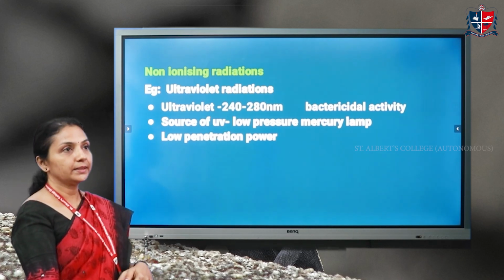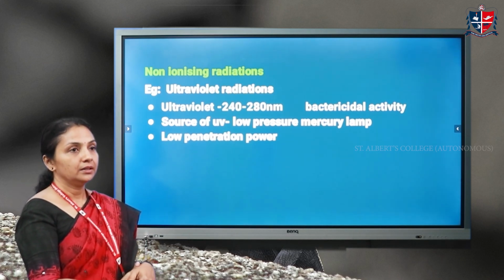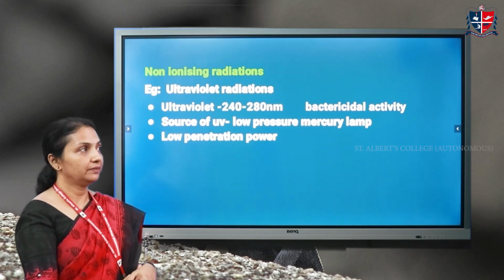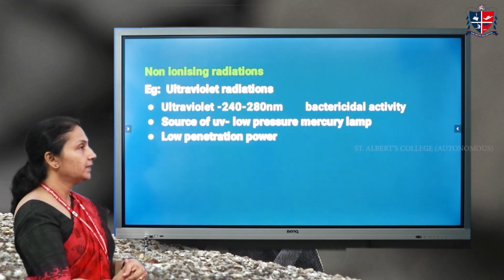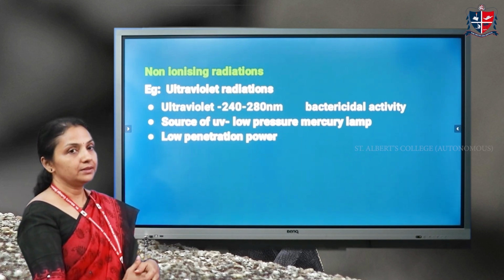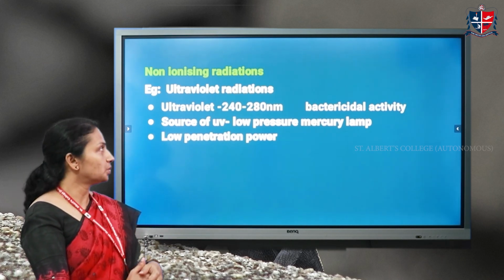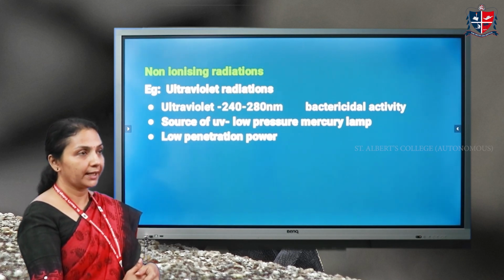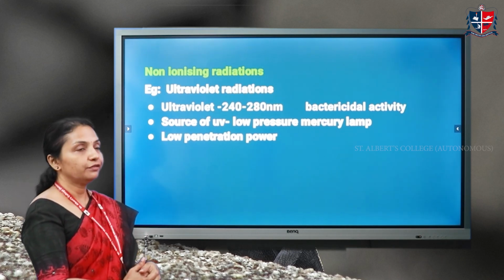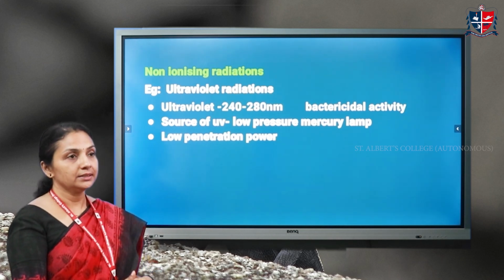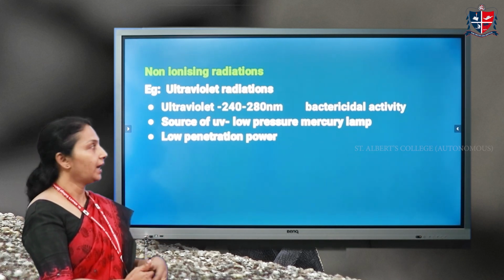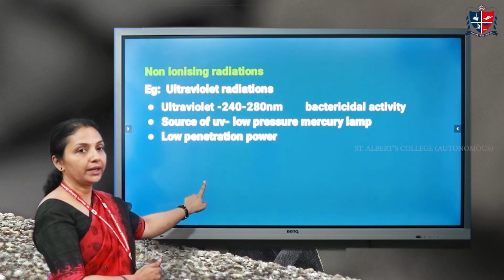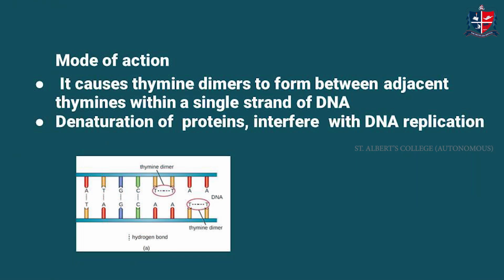Next is non-ionizing radiations. Ultraviolet radiations are the most common non-ionizing radiation used for sterilization purposes, and the wavelength between 240 to 280 nanometers is most commonly used, which has bactericidal activity. The source of UV light is a low pressure mercury arc lamp. But compared to ionizing radiations, the non-ionizing radiation has low penetration power.